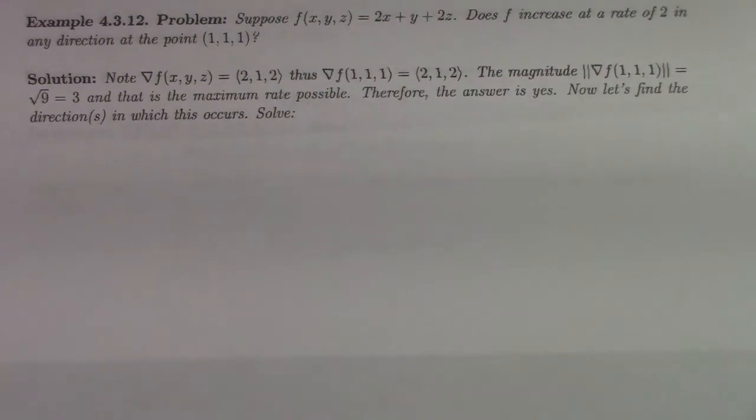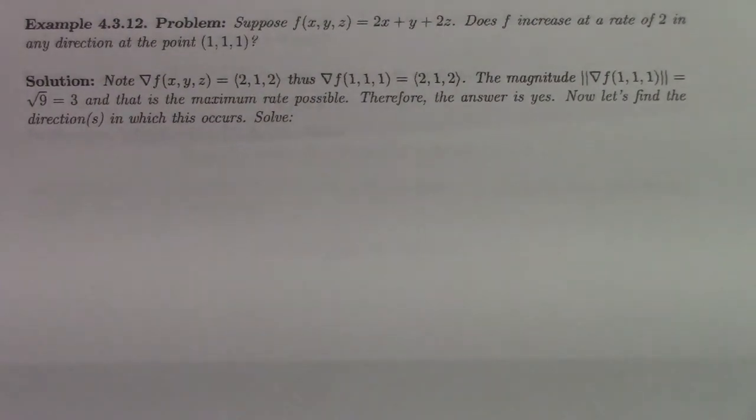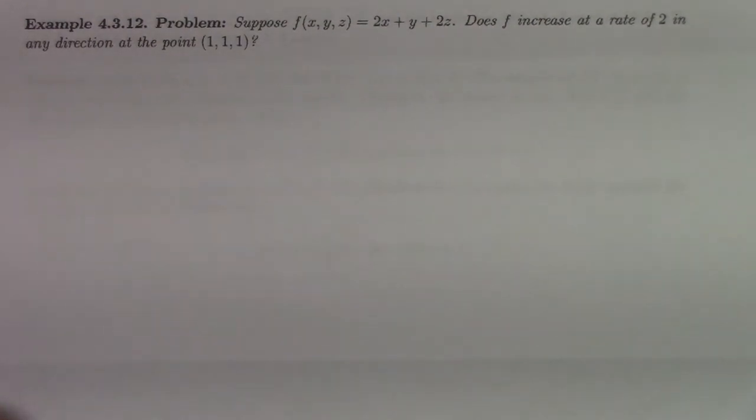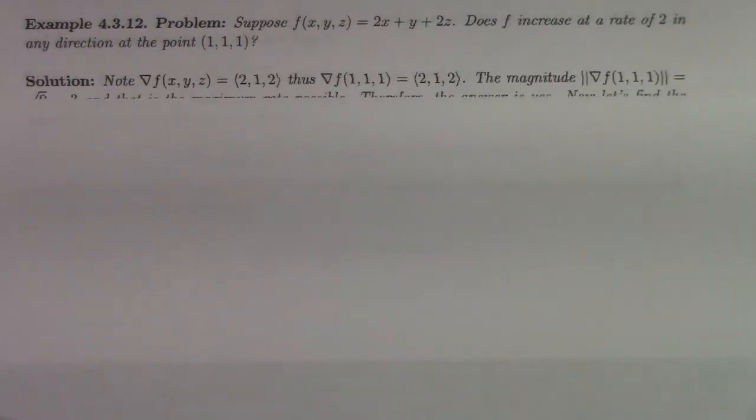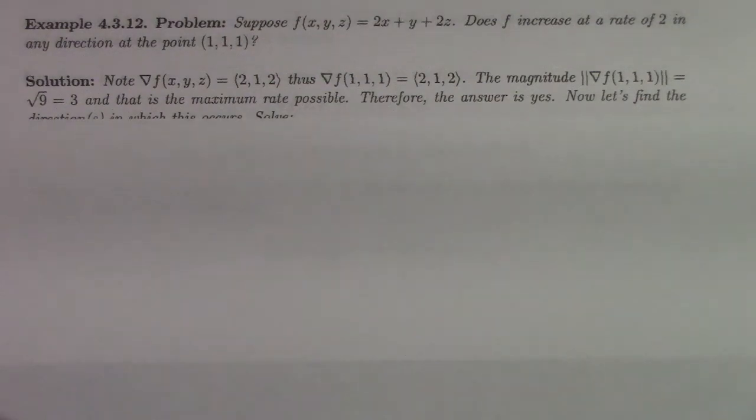So here we've got f of x, y, z equal to 2x plus y plus 2z. Does f increase at a rate of 2 in any direction at the point 1, 1, 1? So this time the gradient vector is just a constant vector, 2, 1, 2. And the magnitude is root 9, which is 3. That's the maximum rate. So can we attain 2? Yes, we can. So how do we find the direction in which that occurs?